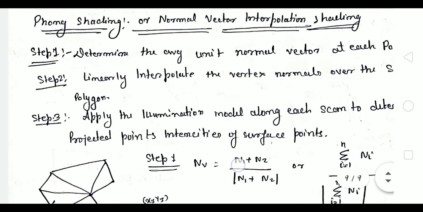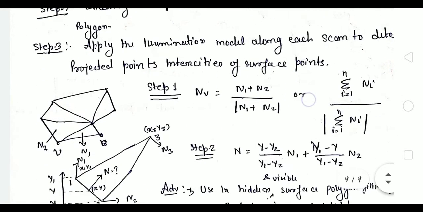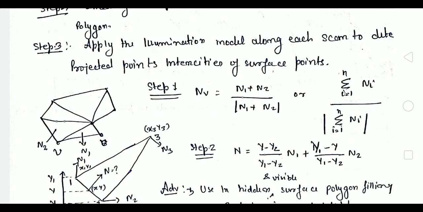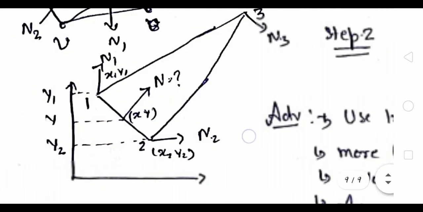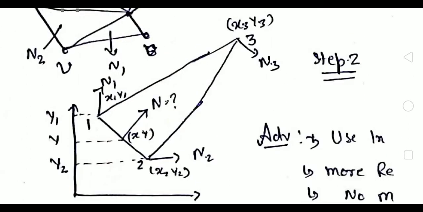Now the second step: linear interpolation of the vertex normals over the surface of the polygon. How can you linearly interpolate? The same thing as we do in Gouraud shading, we have to do here also. You can see here one polygon with three vertices, 1, 2, 3. Every vertex has its own coordinates and its own normal vector. For vertex 1, the coordinates are x1, y1 and the normal vector is n1. For vertex 2, the coordinates are x2, y2 and the normal vector is n2. And for the third vertex, the coordinates are x3, y3 and the normal vector is n3.